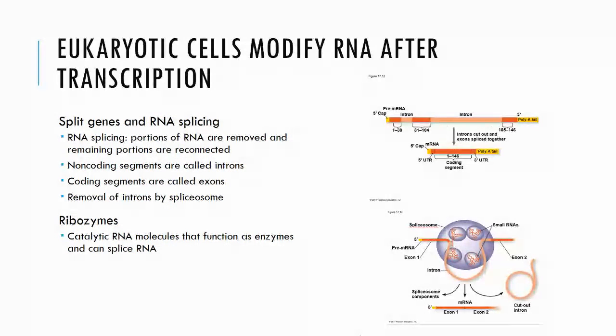In eukaryotes, there's also going to be a little bit of splicing that happens. RNA splicing is when portions of the RNA are removed and the remaining portions are reconnected. The non-coding segments are called introns, and the coding segments are called exons. And the removal of introns is done by a spliceosome. Ribozymes are catalytic RNA molecules that function as enzymes and can splice RNA. So if you look at figure 17.12, those intron regions, the lighter red color, are going to be removed, and then what's left is what codes for the actual protein.